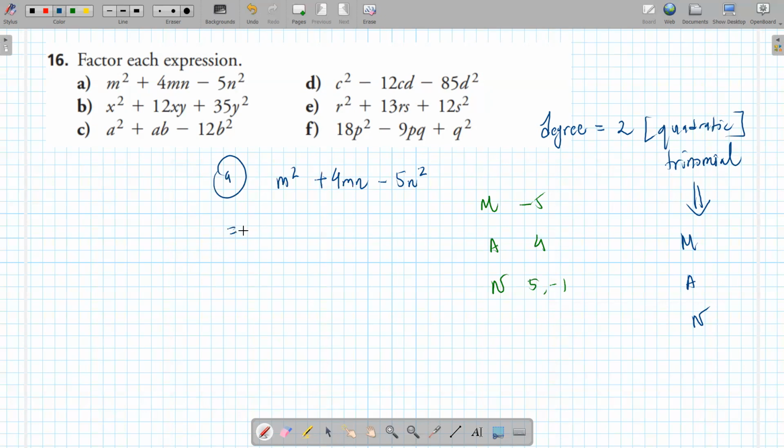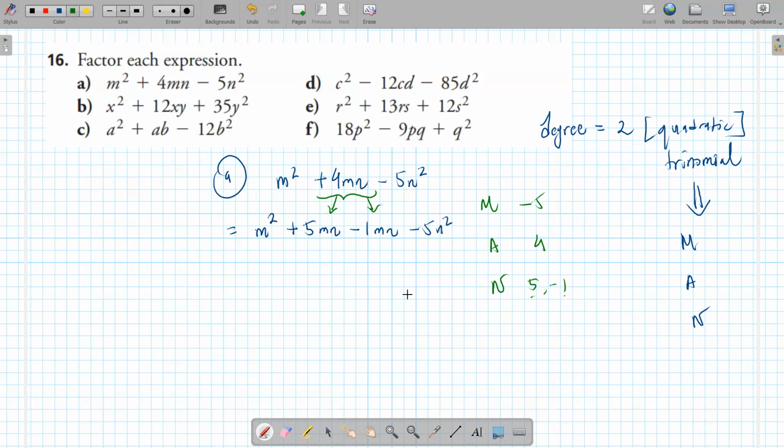If you have multivariables, you can't use the shortcut. If you only had x squared or something, then you could have just been like x plus 5, x minus 1. That would be the answer. But here, you have to factor by grouping. What you're going to do every single time is break down the middle term into these 2. That means 4mn becomes 5mn minus 1mn. Okay? We break down the middle term into these 2 so that we can factor this by grouping.